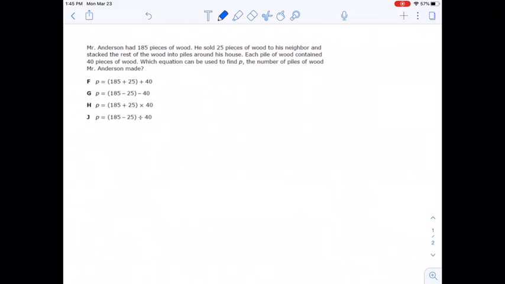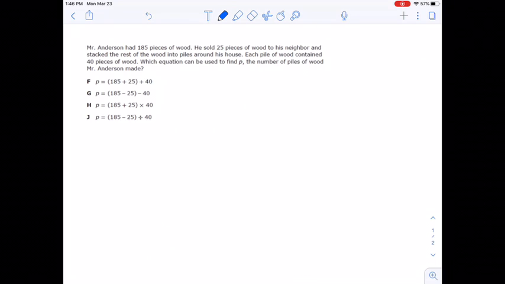Mr. Anderson had 185 pieces of wood. You have a picture of that in your head? 185 pieces of wood. That's a big pile. He sold 25 pieces of wood to his neighbor, so let's pause there. What do you think it means when he sold them? What happened to his pile of wood? So picture what would be happening. Some of that wood is gone now. Now think about what that means mathematically when something leaves.